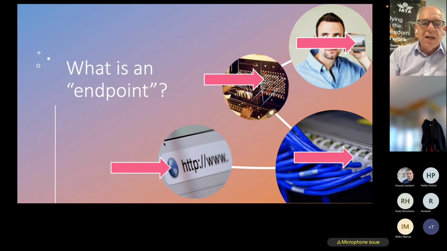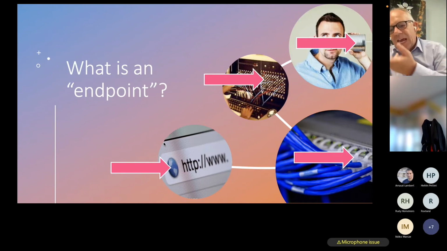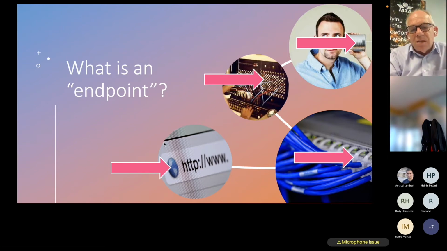Now, question is then, what is an endpoint? And each of these examples have endpoints. The tin can is an endpoint. It just literally means it's the end of the cable. It is where the cable ends and where we stick something close to our ears. And so we have endpoints for the tin can, for the telephone exchange. We have endpoints where the cables plug into a server. And we have endpoints that are essentially a URL.